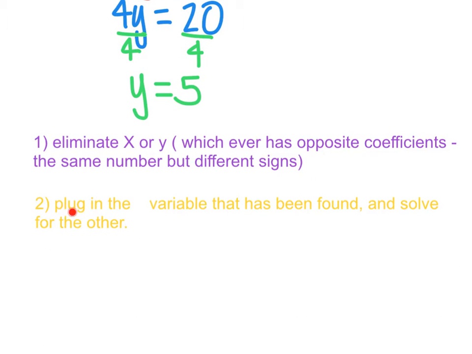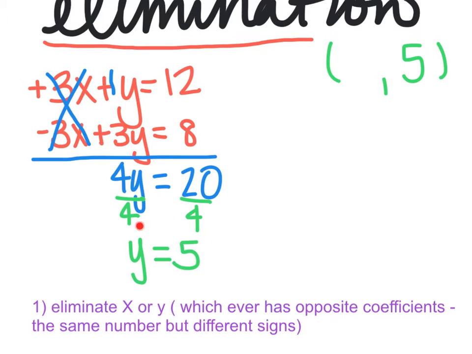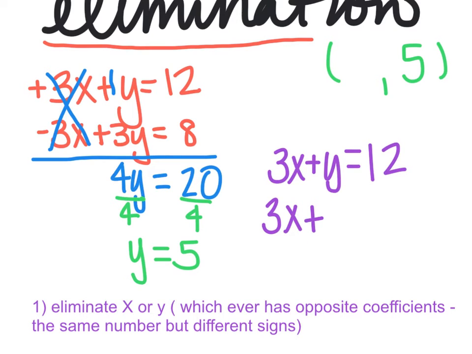So step 2 tells me to plug in the variable that has been found and solve for the other. So we've found y, which means that we're going to take 5 and we're going to replace y, one of these y's, with 5 and solve. So I think the first equation is going to be a little easier because the coefficient of y is 1. So I'm going to rewrite the first equation, which was 3x plus y equals 12. But we learned that y was really 5. So that equals 12. Well, now I can solve.